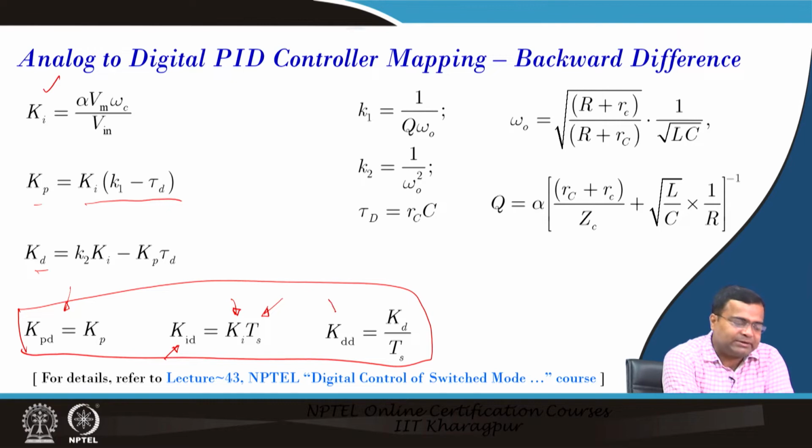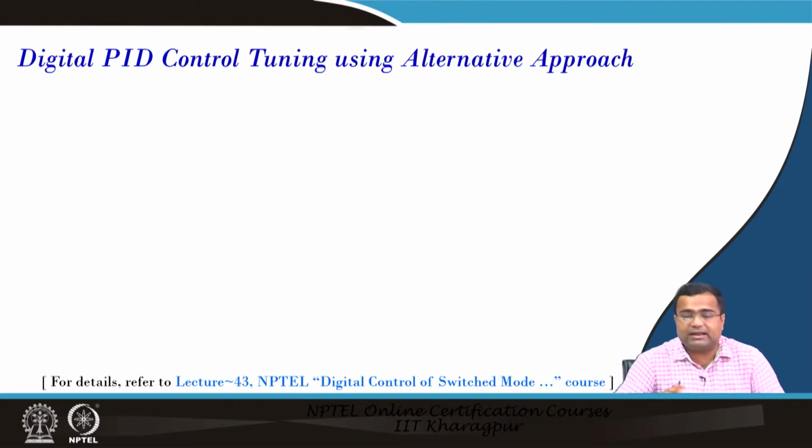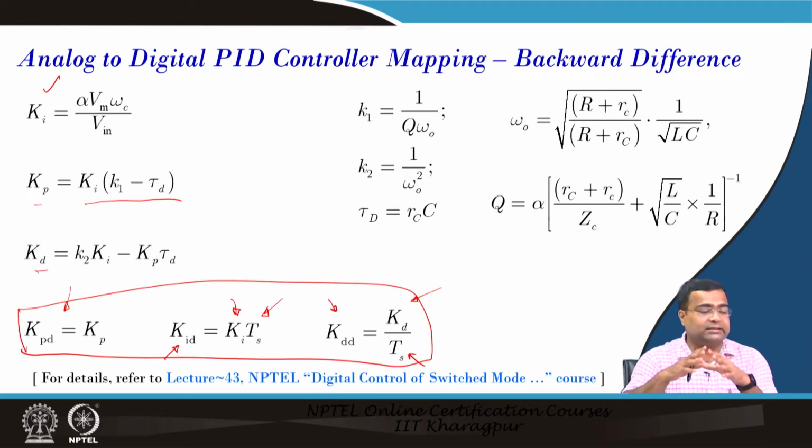And the discrete time derivative gain will be simply the continuous time derivative gain divided by the sampling time, which is the switching period. That way, we can get the digital PID controller gains and we can actually design the controller.